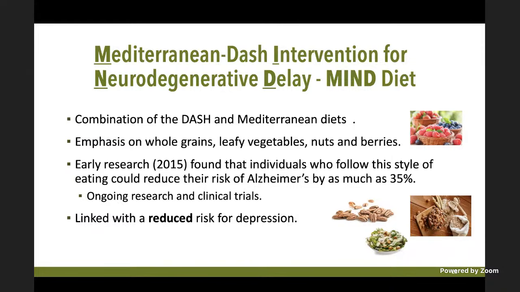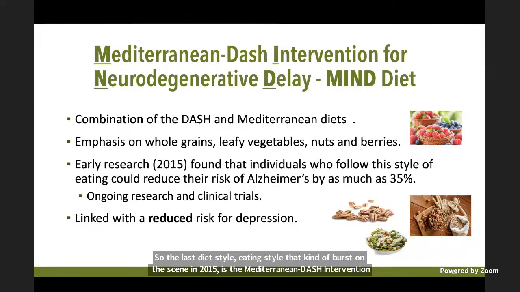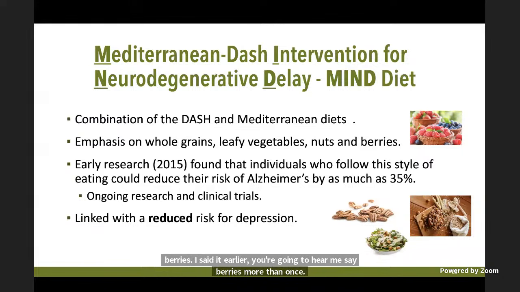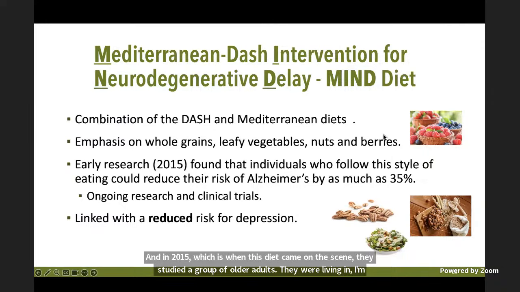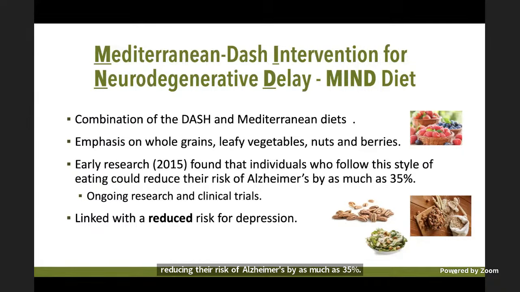And in 2015, which is when this diet came on the scene, they studied a group of older adults. They were living in, I'm just going to call it an apartment style community, a senior community. They were preparing their own meals. They were able to choose their foods. But what they found was that individuals who followed this MIND type diet were reducing their risk of Alzheimer's by as much as 35%. And so there's still some more ongoing research. There's some clinical trials. Other studies that have looked at the MIND diet have suggested it may be linked with a reduced risk for depression. So that's pretty interesting.